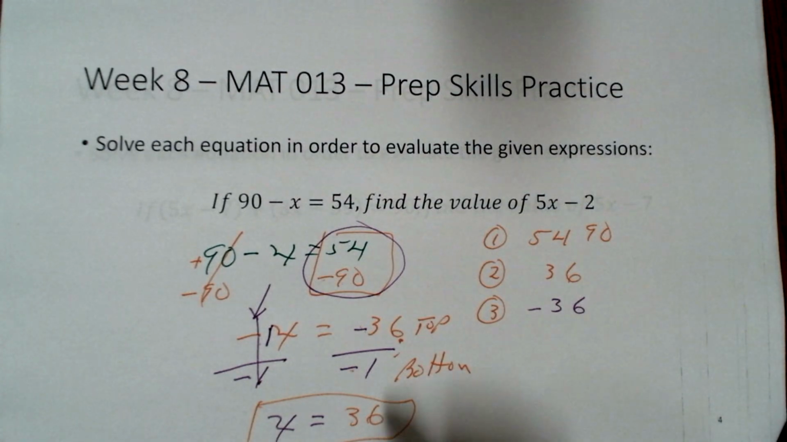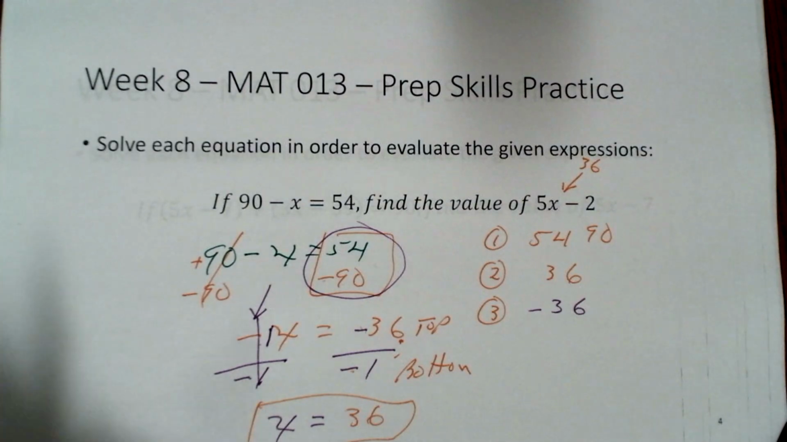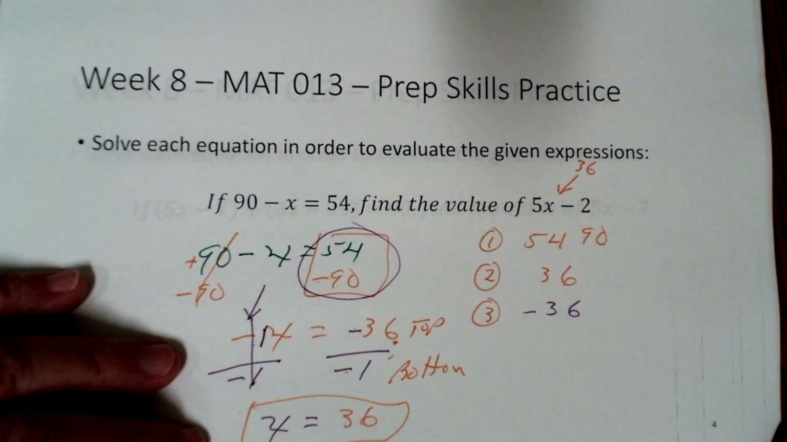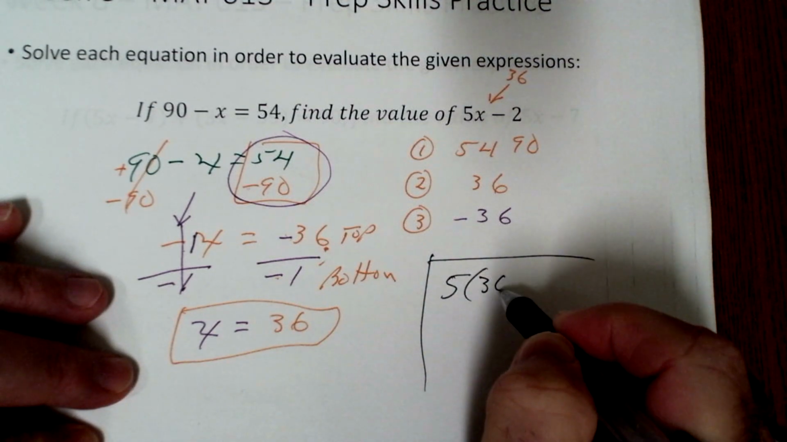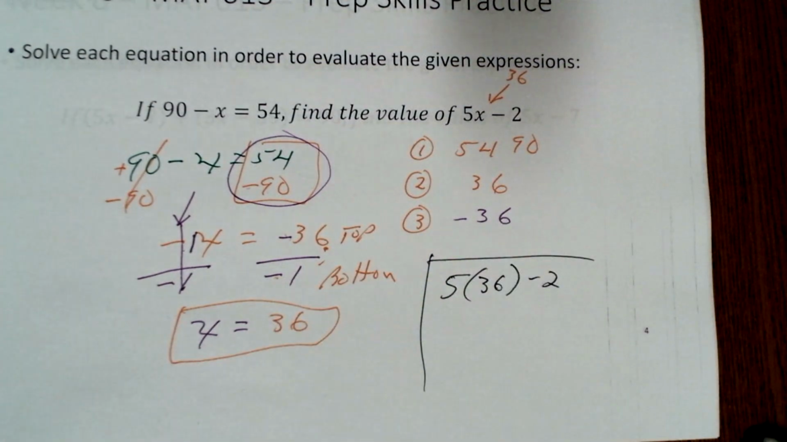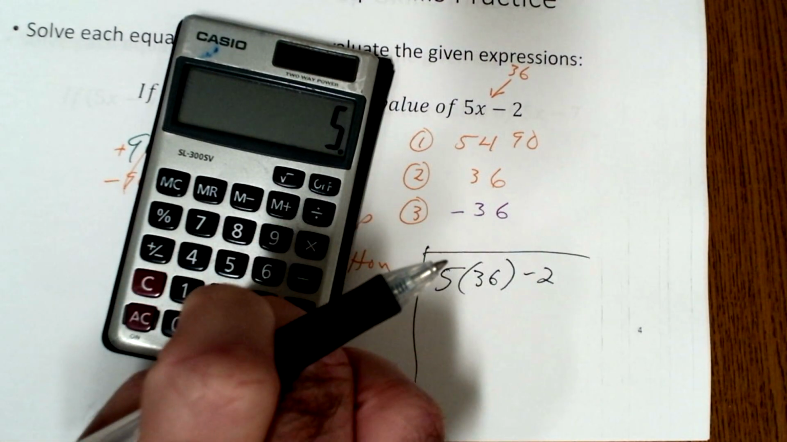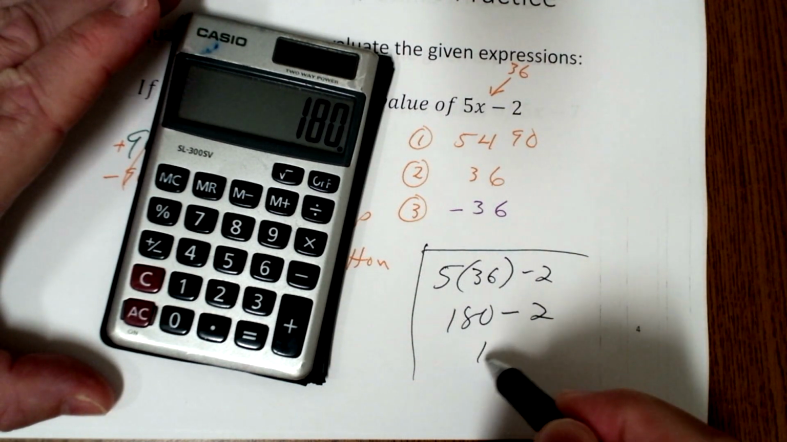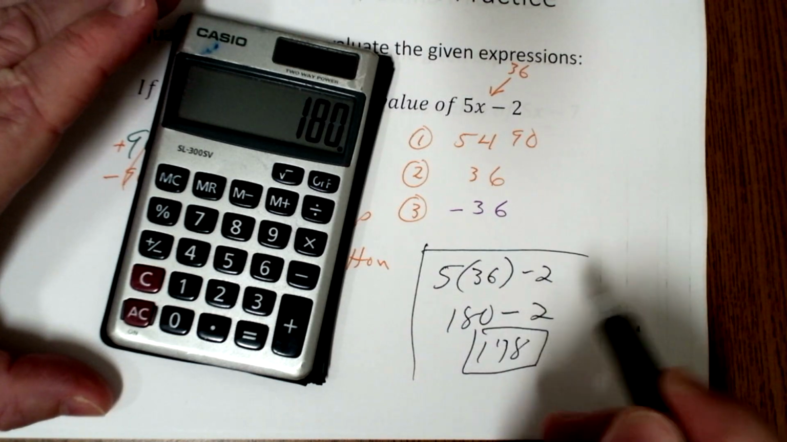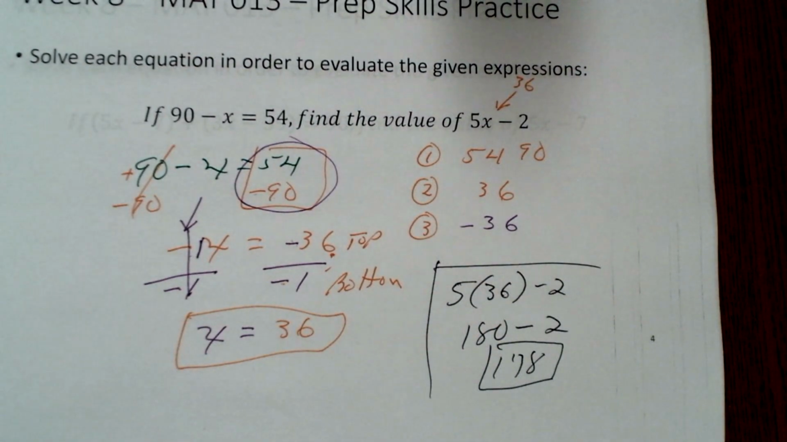So we're almost home. We know that x is 36, so we're going to insert it there. So basically, what do we do? Well, now we have the situation where we have 5 times 36 minus 2, and that's going to give us our final solution. So we'll go 5 times 36, which is 180, minus 2, which leaves us with 178. Okay, our expression evaluates to be 178. That's all you're being asked to do here, okay?